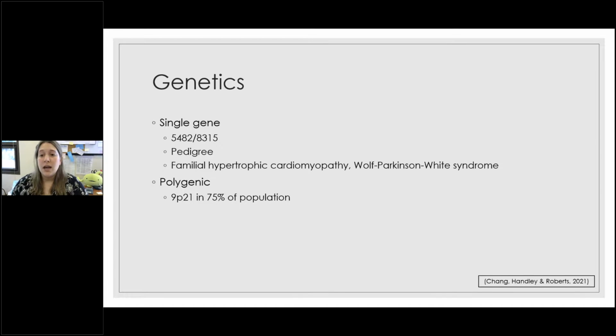The discovery of familial hypertrophic cardiomyopathy and Wolff-Parkinson-White syndrome has been through genetic testing of a single gene. More commonly, polygenic disorders may be found in 75% of the population.